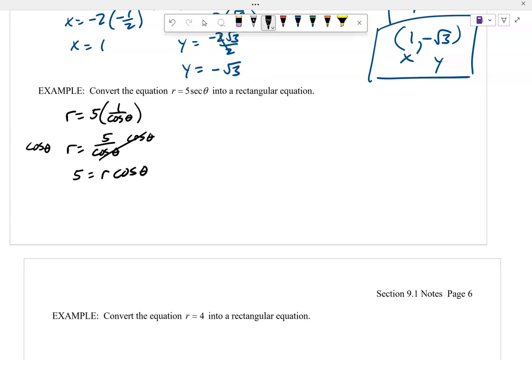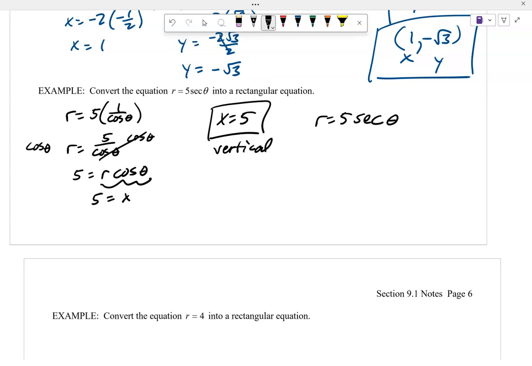And remember, x equals r cosine theta, right? That's my x. So there it is, x equals 5. I've got a vertical line. That's what r equals 5 secant theta, that's what this polar equation is. It's just the vertical line, x equaling 5, right? Because you want to remember, x equals r cosine theta, y equals r sine theta, and x squared plus y squared equals r squared. Those are the three things you're going to use.